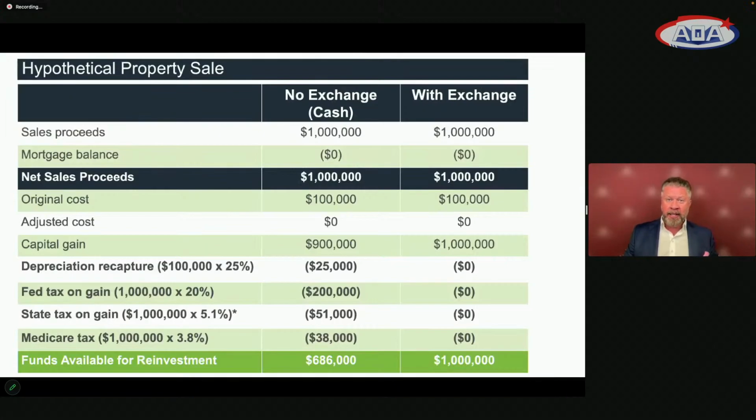We've always said the 1031 exchange is like the 401k of real estate. Why would you cash in your 401k and pay the taxes? You want to have the money tax deferred and working for you upon retirement.